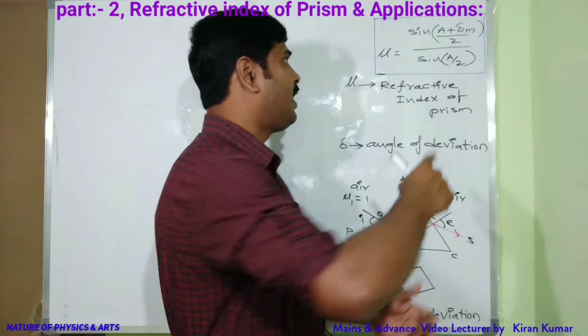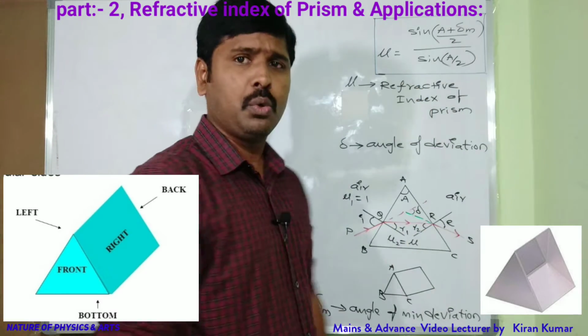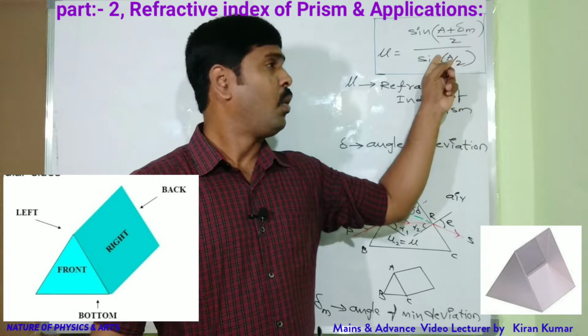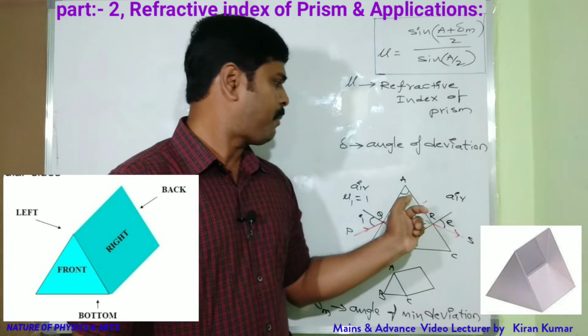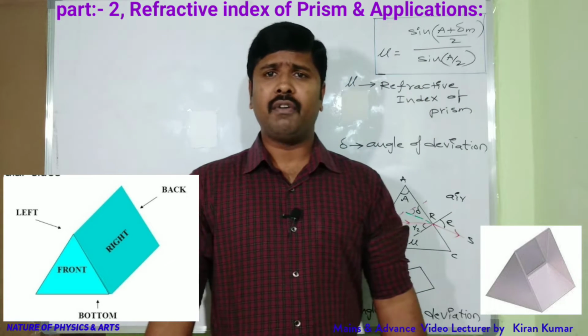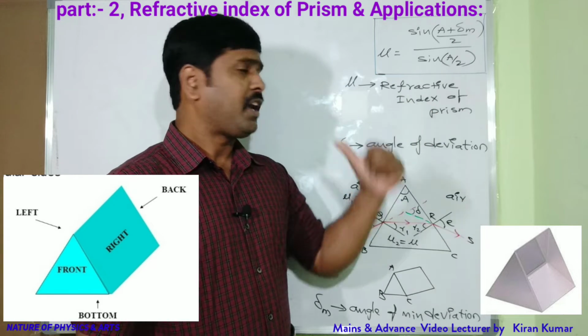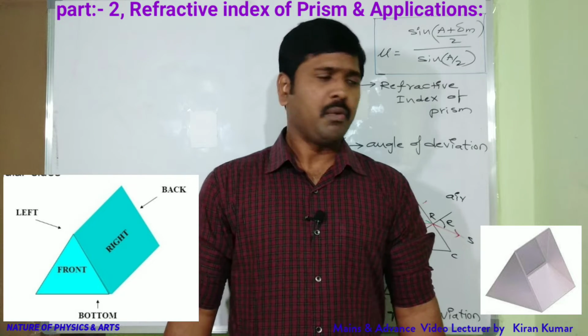Now this is the refractive index of the prism, mu, which is equal to sine of (A plus delta m) divided by 2, whole divided by sine of A by 2. Here A is the angle of prism and delta m is the angle of minimum deviation. Here mu is the refractive index of the prism. That proof is already completed in part 1 video.